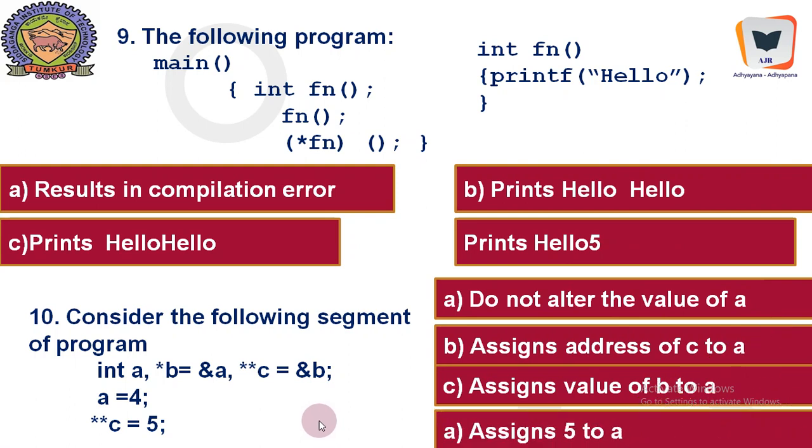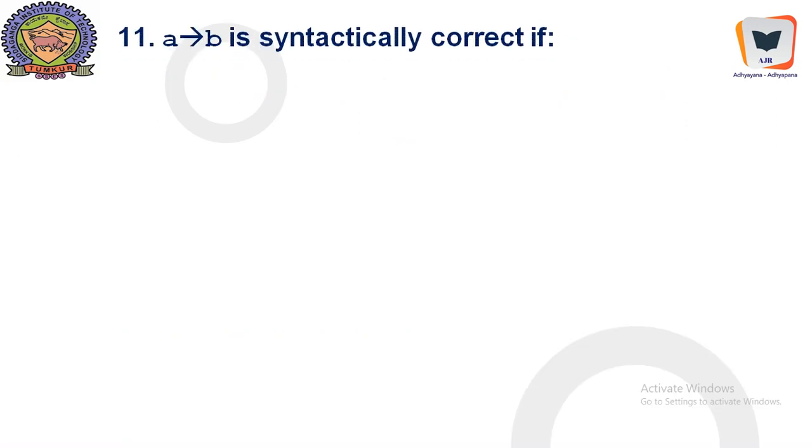it assigns 5 to a, because b holds the address of a. C changes the content of the pointer pointed by c. C points to b. B points to a. Therefore, the value of 5 will be assigned to a. Okay, that is the thing.